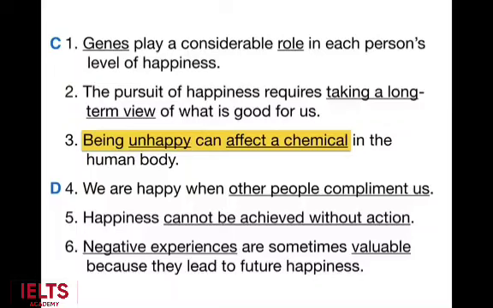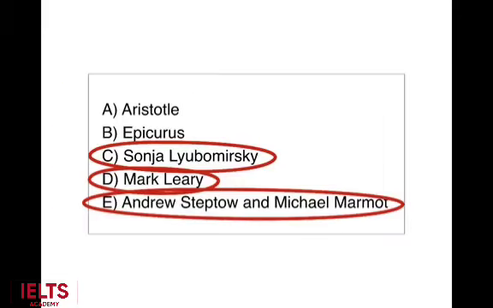Number 5, cannot be achieved without action? No. And negative experiences are valuable? Number 6, no. So let's go back to number 3. And the matching keywords for this were cortisol 48% higher. Cortisol, a chemical hormone, is 48% higher in people who were least happy, unhappy people. So that is the correct answer. That's E for number 3. So now we've done these 3 names and we've got all the information we can. We've only got 2 names left.